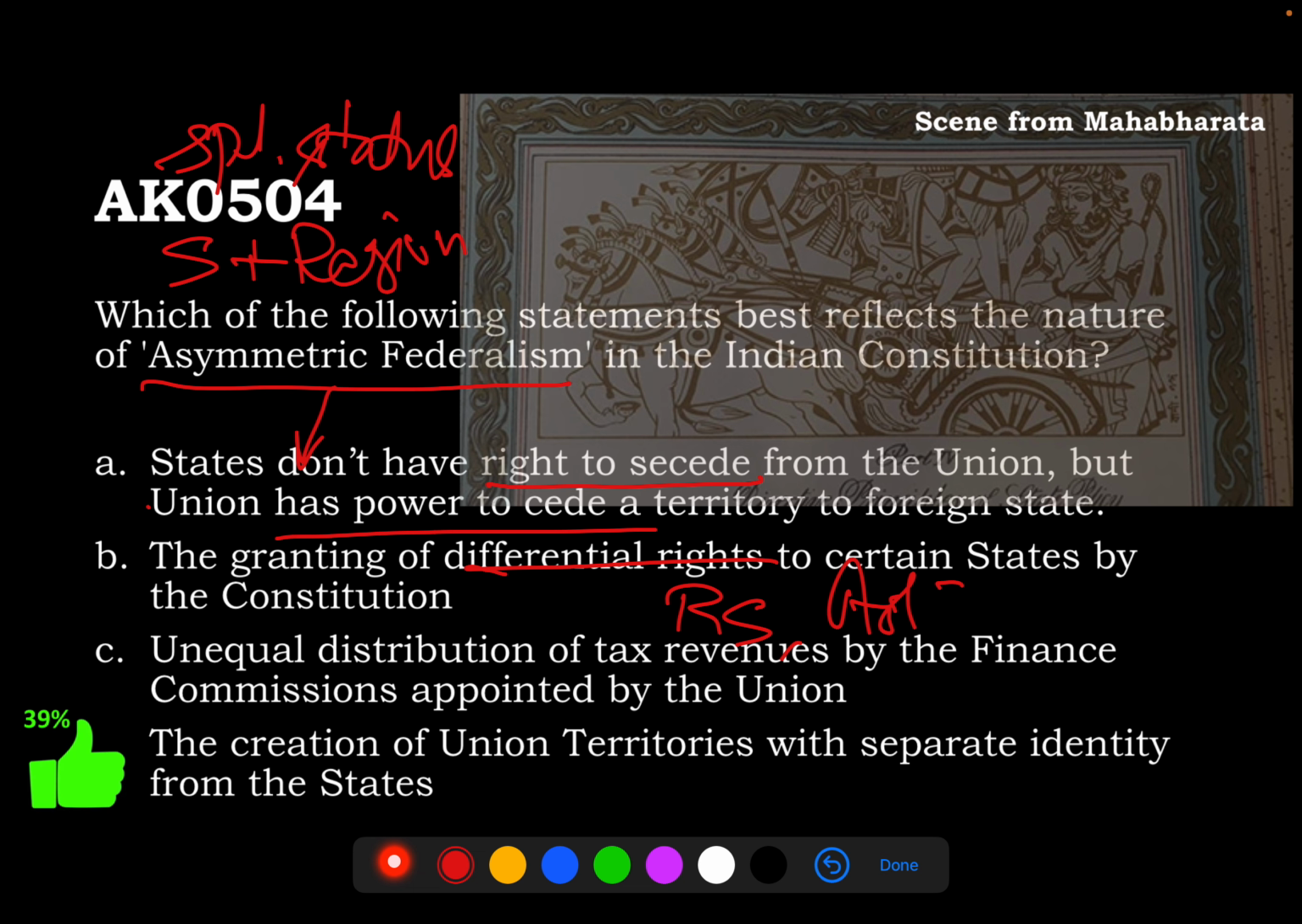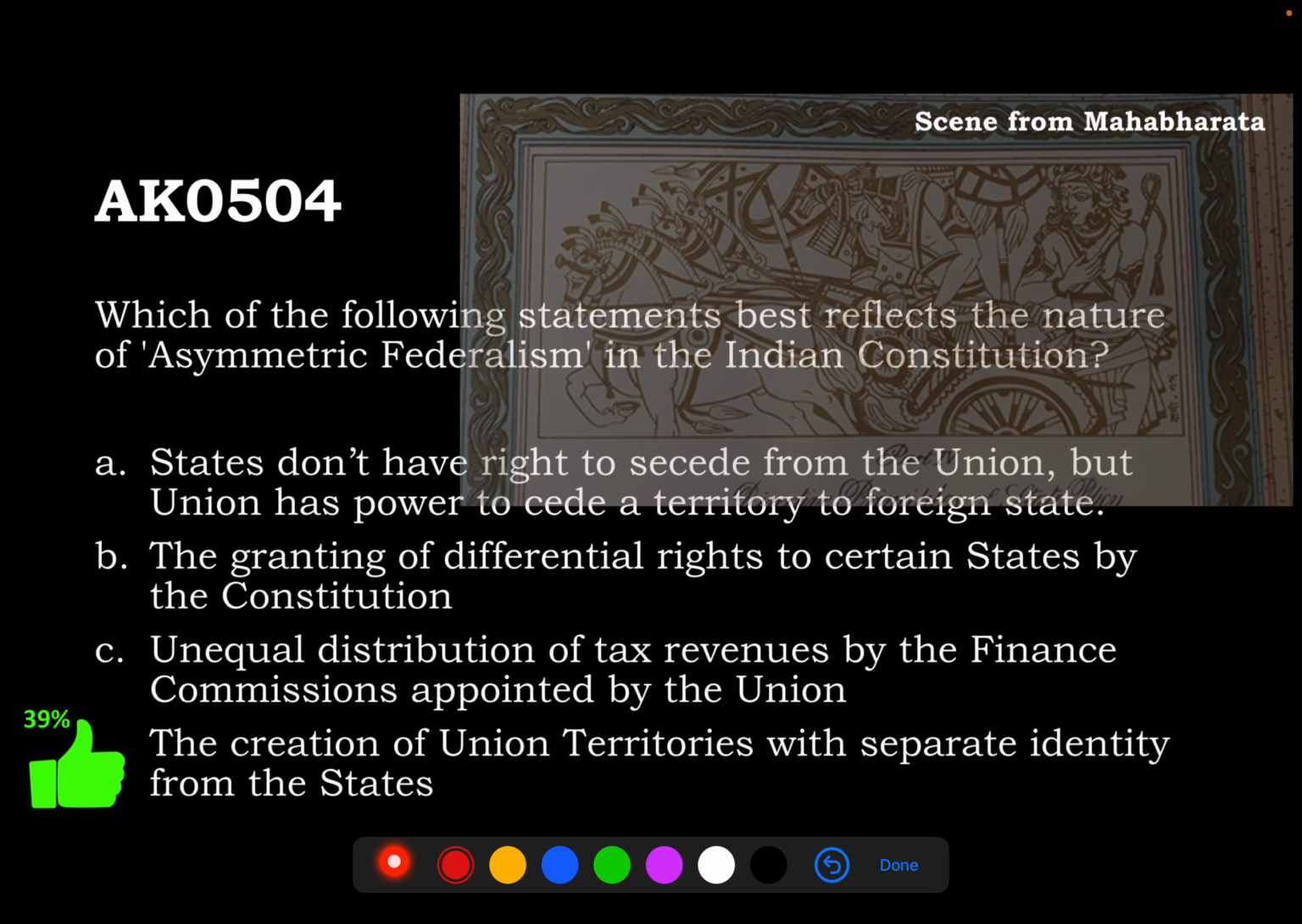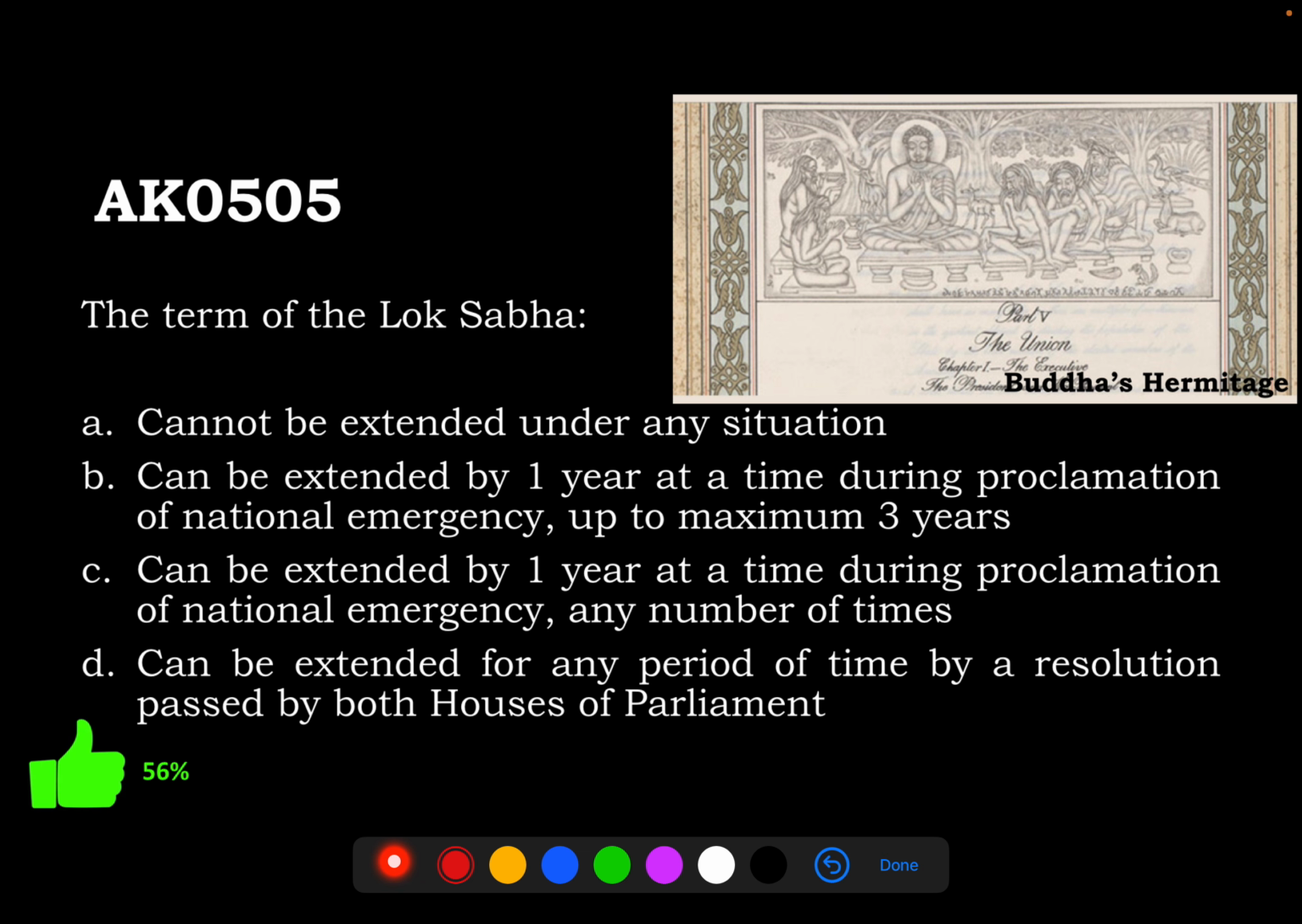Similarly, Article 371 in our constitution, where special provisions have been made for some of the states. So the correct answer here is the statement B, which says granting of differential rights to certain states by the constitution. You should know Canada is also an example of asymmetric federalism, while USA, of course, is a very popular symmetric federalism example.